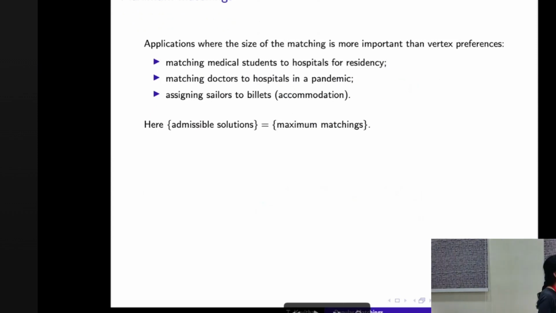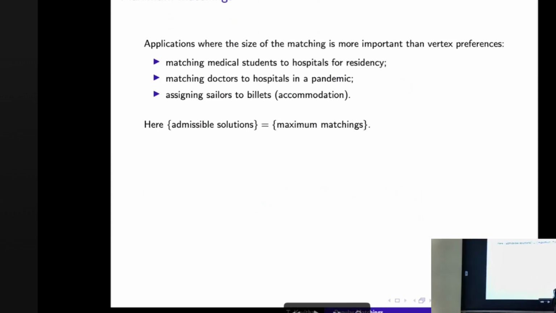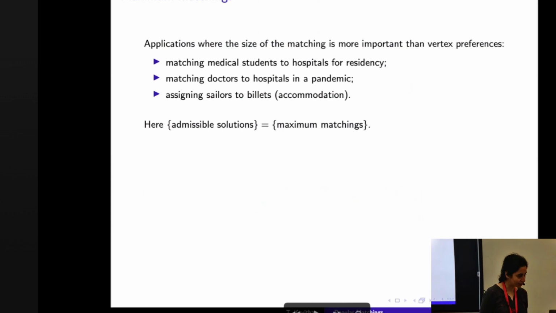Actually, something seems to be a little wrong, right? Every slide is coming twice.